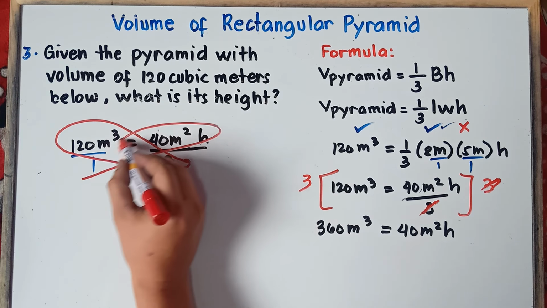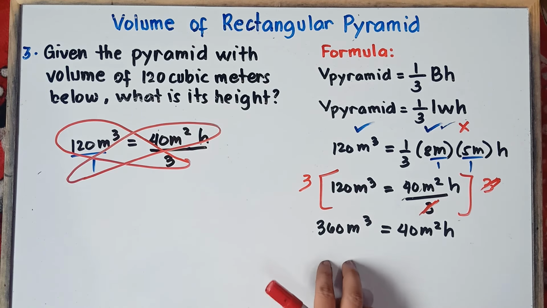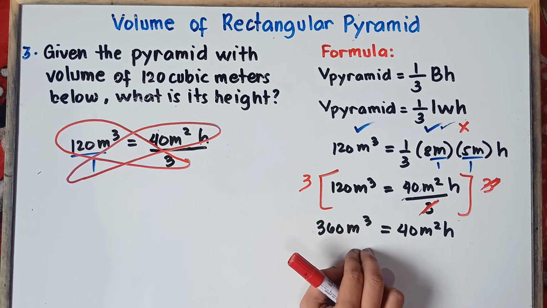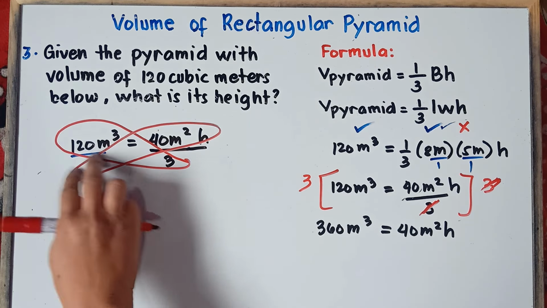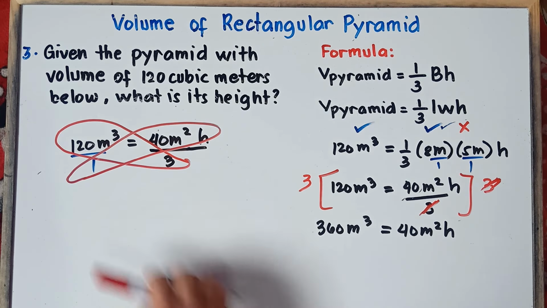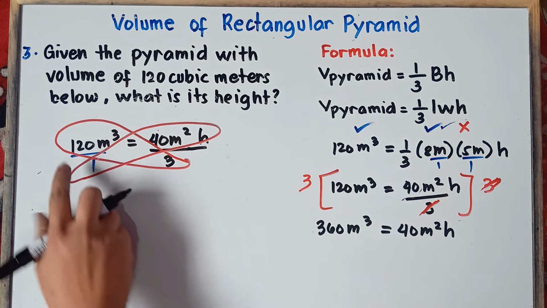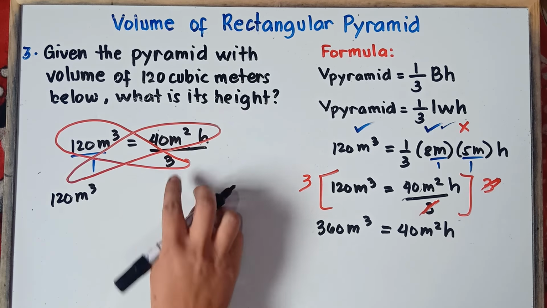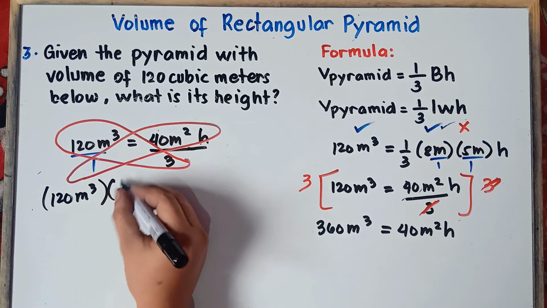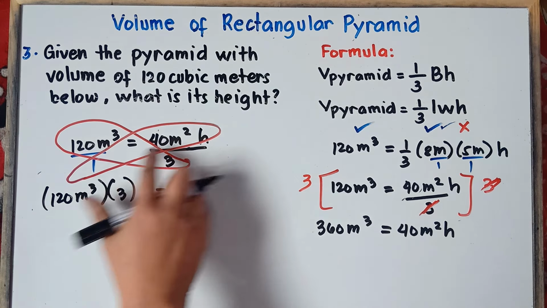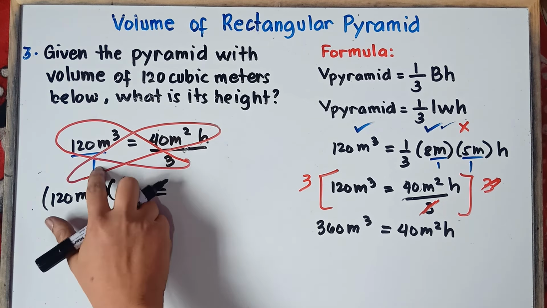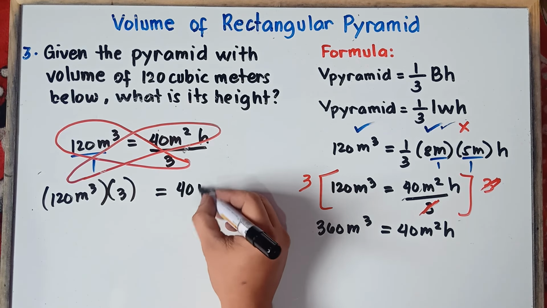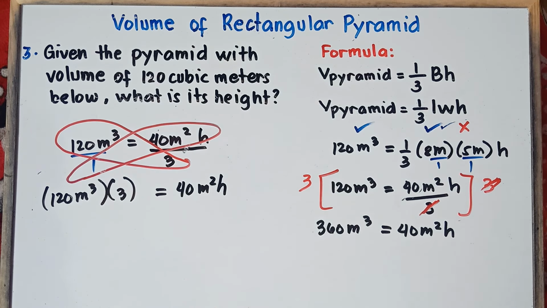Cross multiply. Because many of the students, they are so confused with these properties of equality. Second solution, you can do cross multiplication. So this will be 120 cubic meters multiplied by 3. And then the other one, 1 times 40 meters squared h. Simply copy 40 meters squared h. You will have the same answer class.